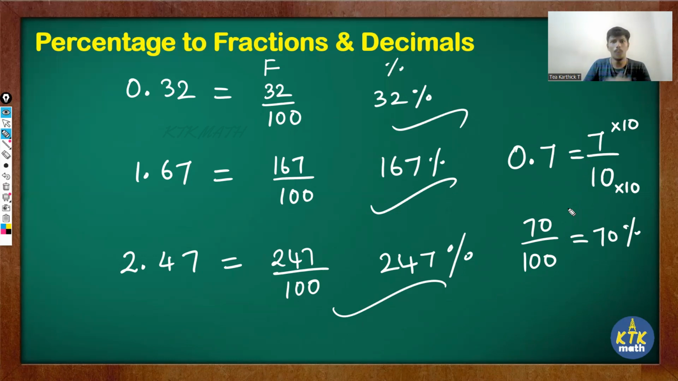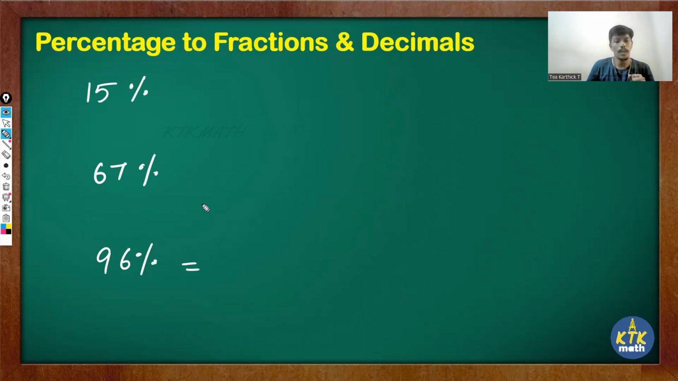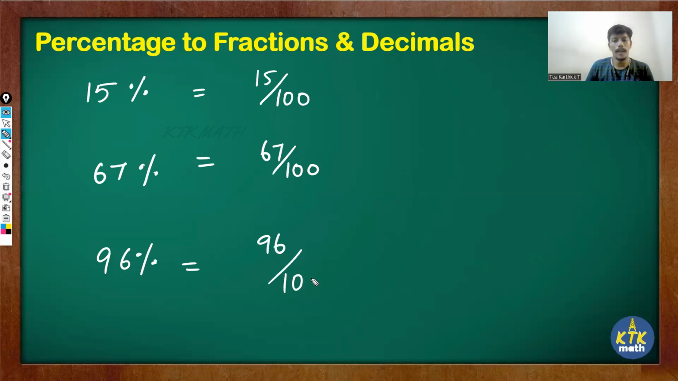I'm just going to do 3 questions and then I'll give you questions. I'll do only 3 questions, like conversions from 5 percentage, or a little bit 15 percentage, or let it be 67 percentage or 96 percentage. So how to write all these? 15 percentage means 15 by 100, 67 means 67 by 100, 96 means 96 by 100. Now in terms of decimals, how to write this one?